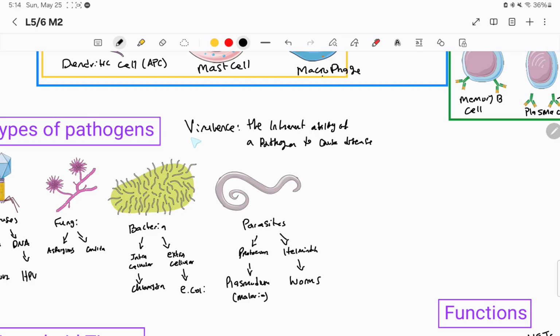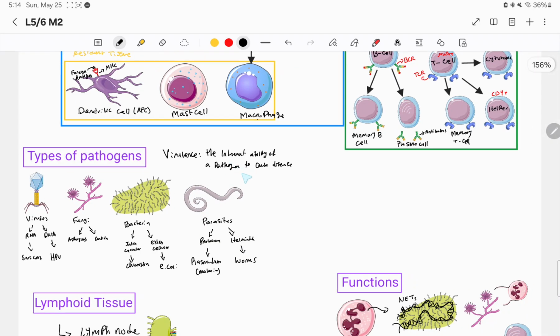And again, sometimes you can have the term virulence or avirulence, something that is not virulent. But virulence is defined as the inherent ability of a pathogen to cause disease. Certain pathogens are just more virulent than others.